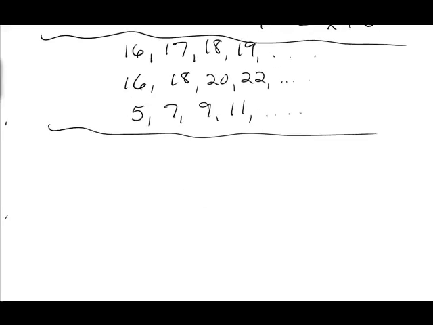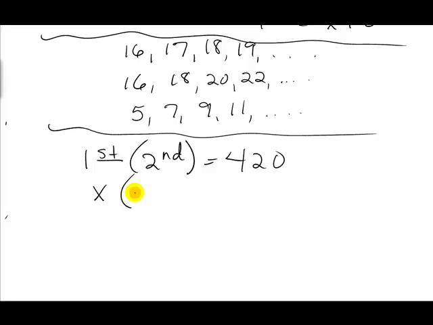The product, that means we're going to multiply. So I'm going to multiply the first and the second numbers to get 420. The first number was x. The second was x plus 1.